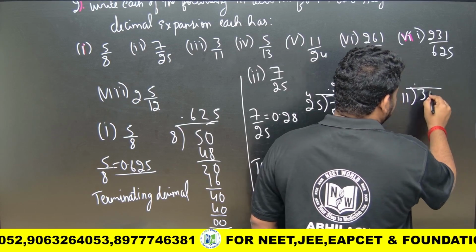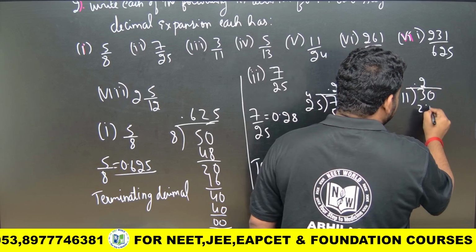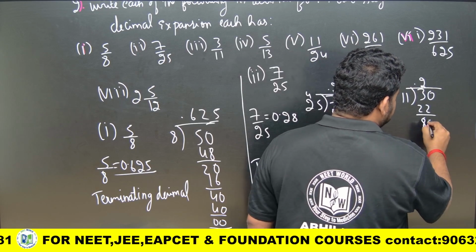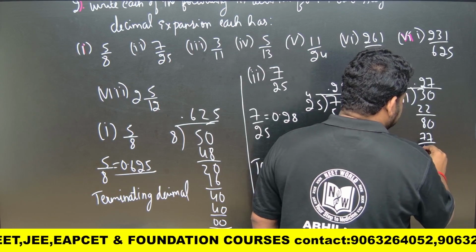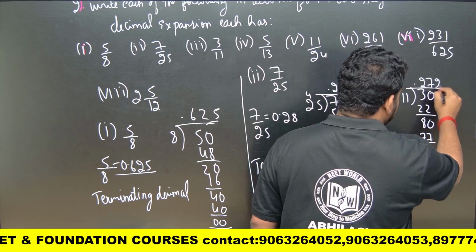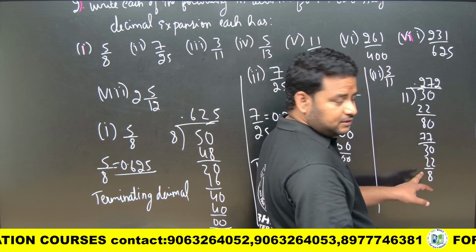Since 3 is less than 11, I have to put a decimal point. So 11 2s are 22. Now what is left? 8. Okay, 8 is the remainder. I will put 0. This will become what? 11 7s are 77. Okay, then what do I have? 3. Again I have to put 0. This will become what? 11 2s are 22. This remainder will become 8.